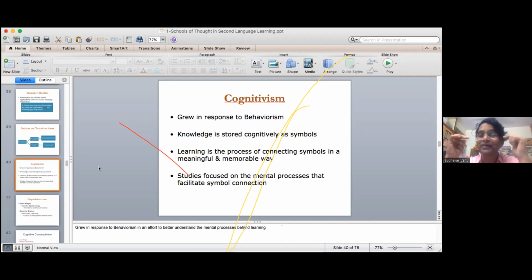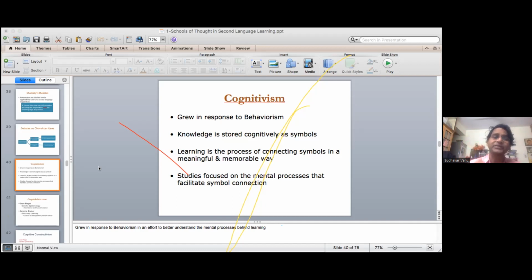Learning is a process of connecting symbols in a meaningful, memorable way. This is what cognitivists are talking about: these symbols, how a learner connects the symbols. This connection is a meaningful way of connecting. When a meaning is generated, then it is retained in the memory. This is a very important part of it. It is retained in the memory itself.